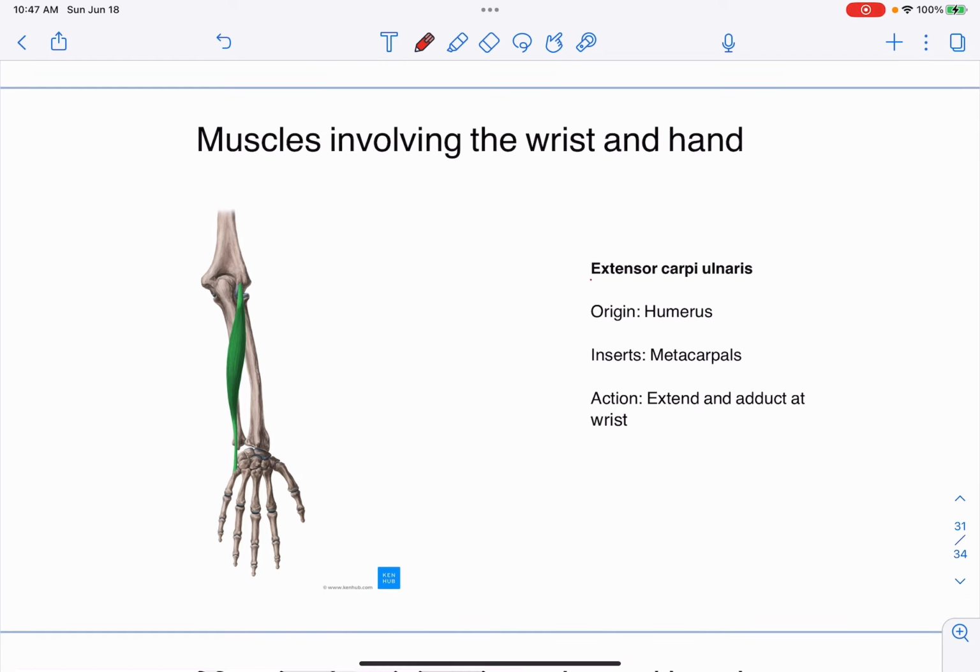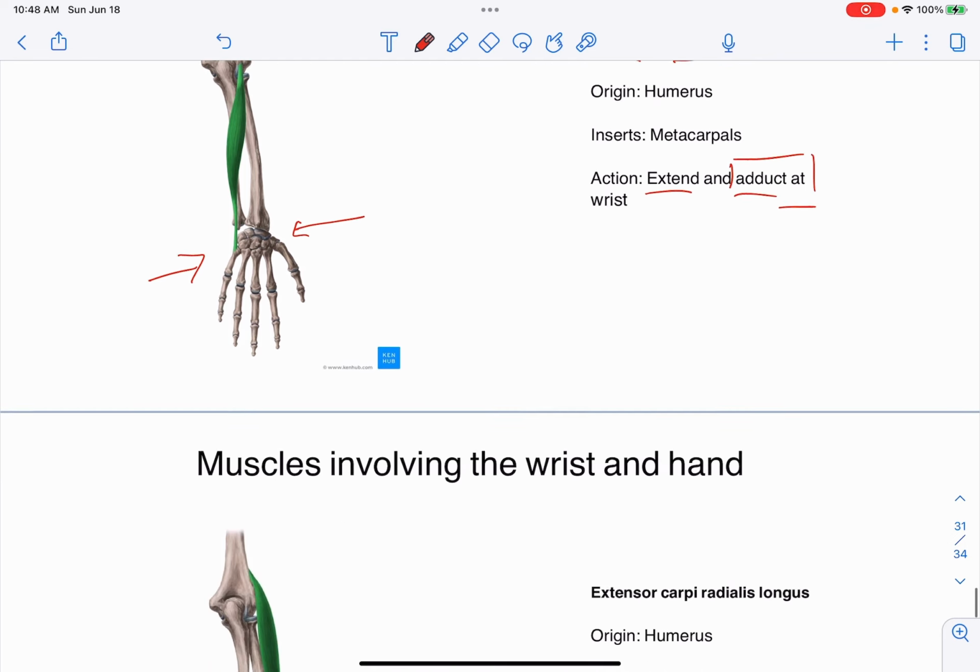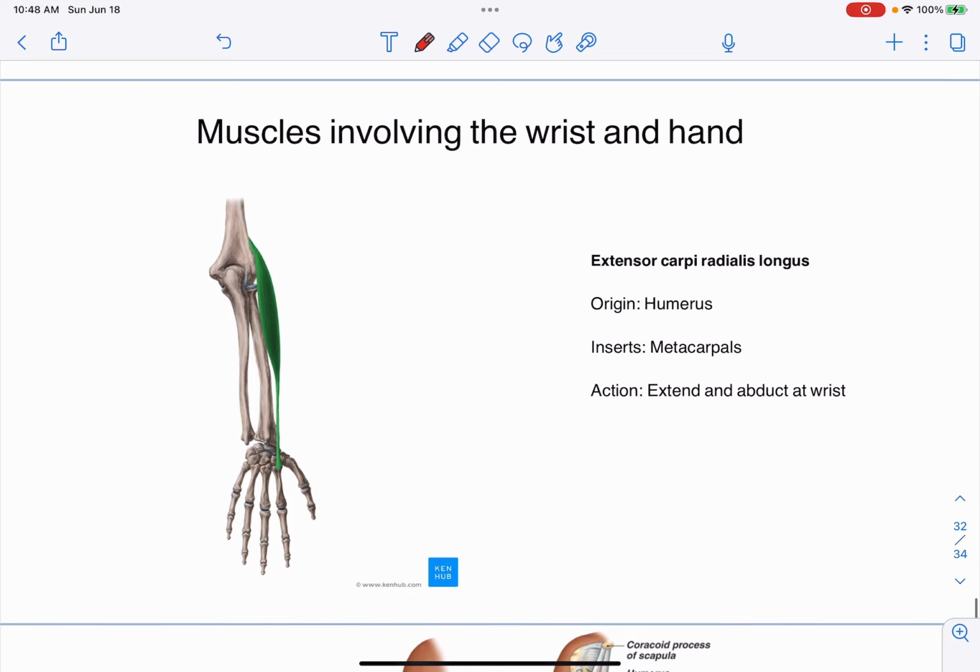All right, so then I chose 2 extensors, same names, one's on one side, one's on the other. So this is the extensor carpi ulnaris. It has to do with extension. And again, depending on which side of the hand it's going to be on, you're going to get adduction or abduction. So be sure to note which one is which when you're studying these. So here is the extensor carpi radialis. It is also called the radialis longus. It has extension, but because of the side of the wrist that it's on, it is going to abduct.